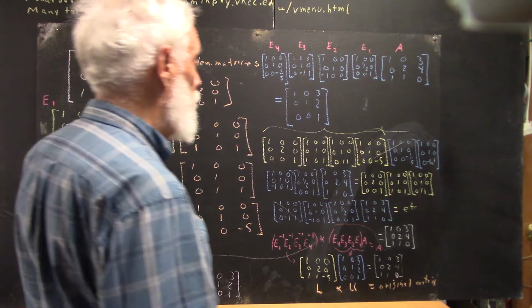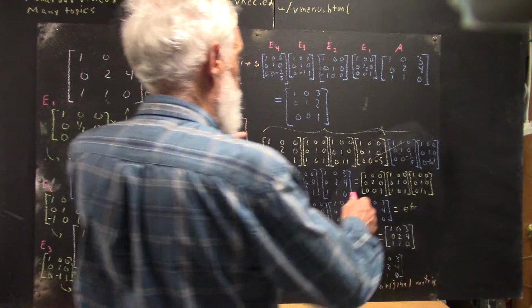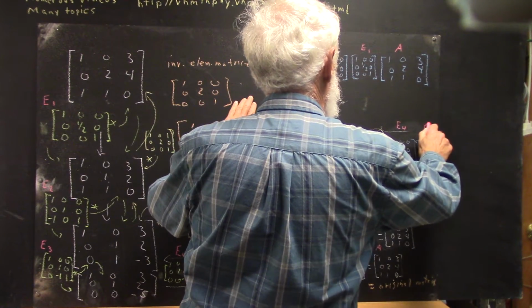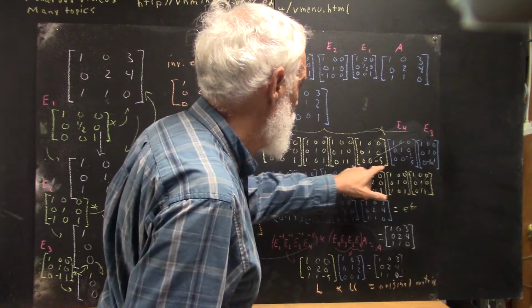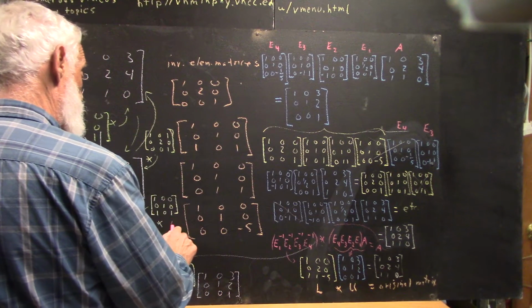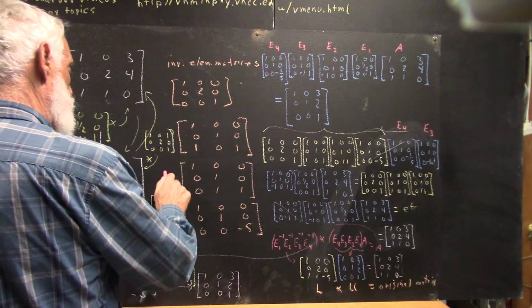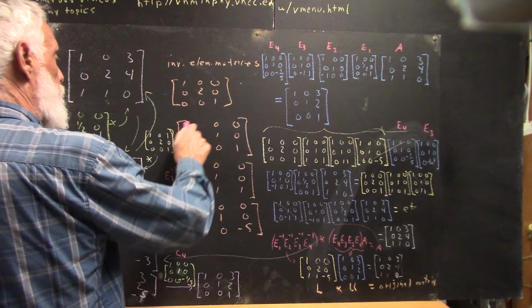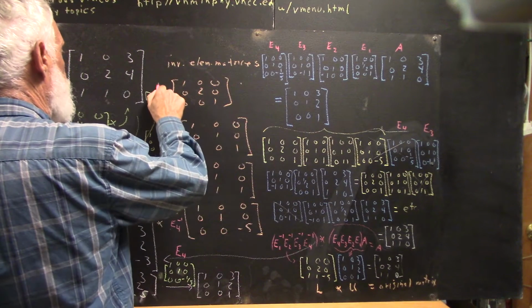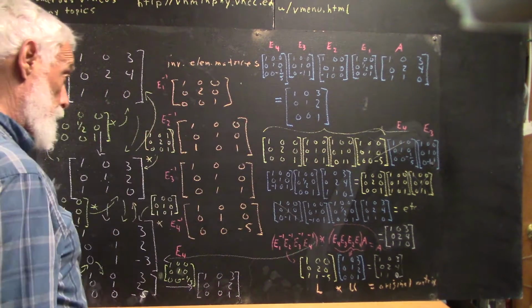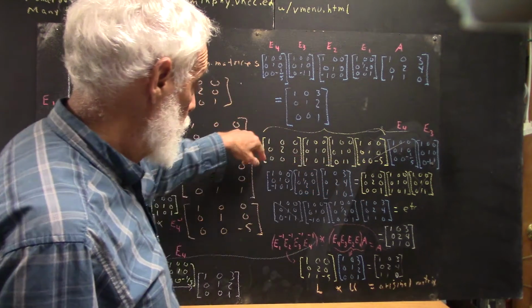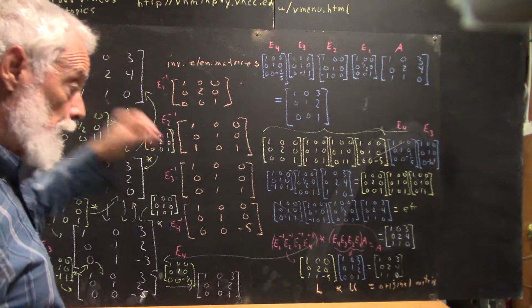Okay? Now, here's our E4. Here's our E3. We multiply E4 by the inverse of E4. Okay, so this is E4 inverse here. This is E3 inverse. This is E2 inverse. And this is E1 inverse. So we can see that we start with E4 inverse, then E3 inverse, then E2 inverse, then E1 inverse as we move to the left.